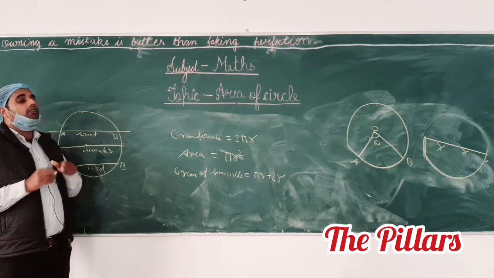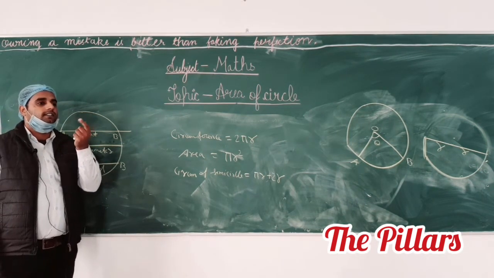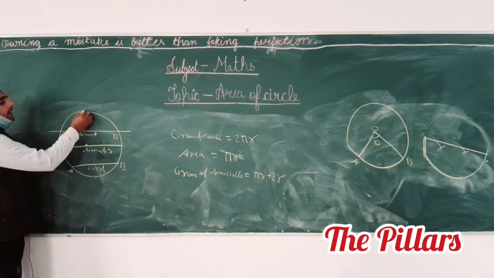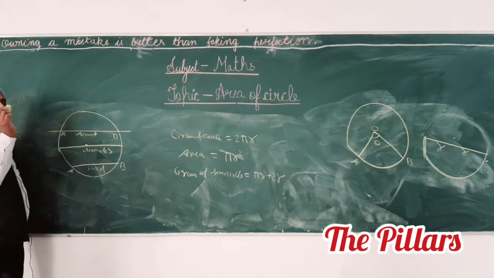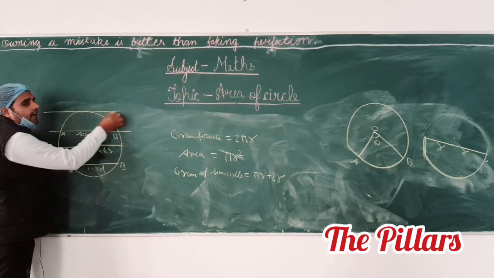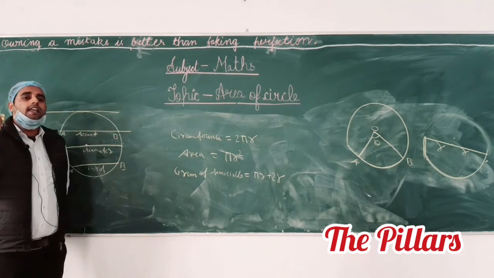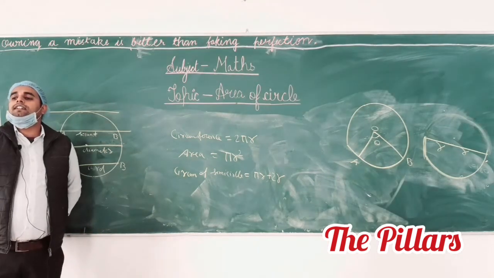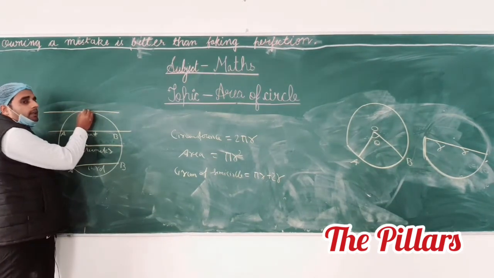Okay. After that, you have to discuss the tangent. Any line which touches the circle at a single point, it means at one external point it touches the circle, this line is said to be the tangent of the circle. Till here, does anyone have any problem?